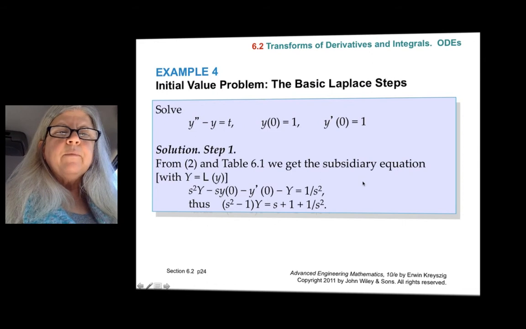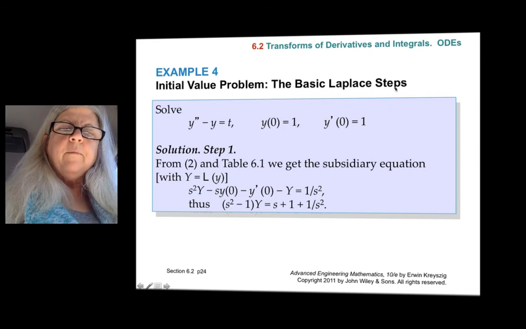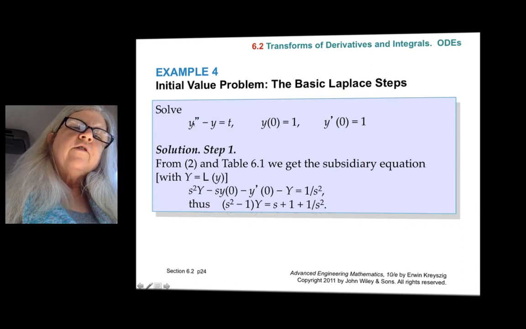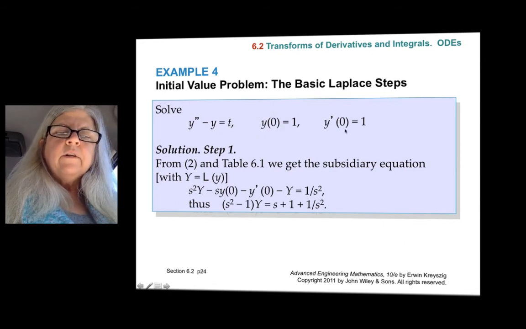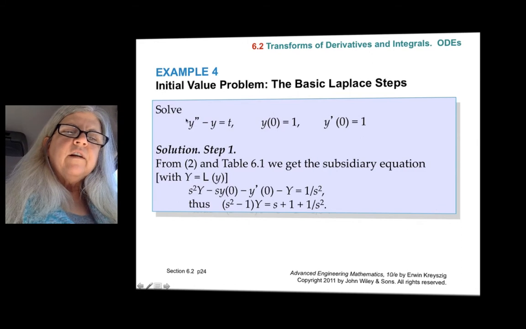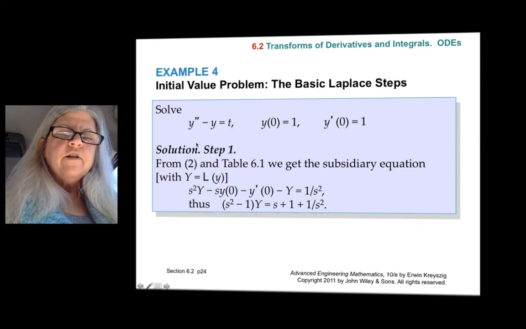So here's a very simple example of an initial value problem, and we'll go through the Laplace transform steps. So I have y, second derivative of y minus y is equal to t, and I have an initial condition on y at 0 and on y prime. So the first thing I do is take the Laplace transform of the entire equation.